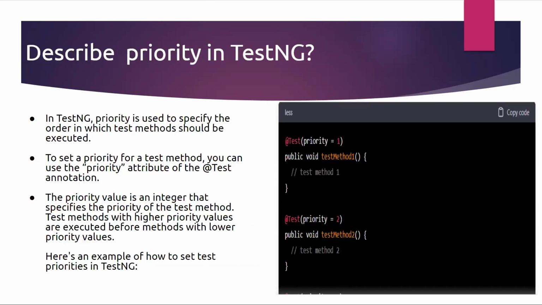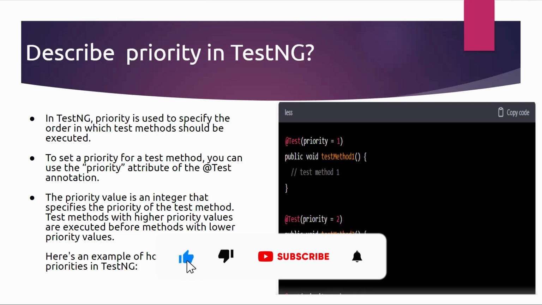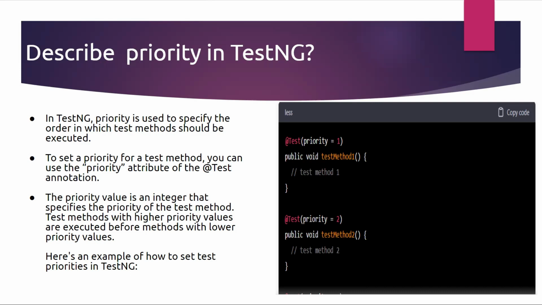Now, in TestNG, the sequence is not maintained. So just to maintain sequence, we have priorities. One of the favorite questions will be: describe priorities in TestNG. In TestNG, priority is used to specify the order in which test methods should be executed. As you see in this code, as you put the priority numbers, the test cases will execute in that particular order. So priority is used for setting the execution order of the test cases.